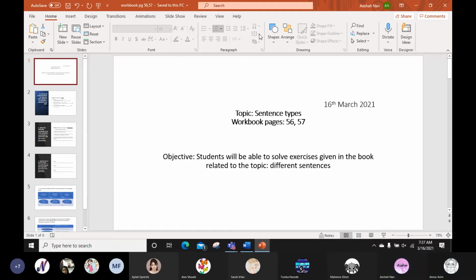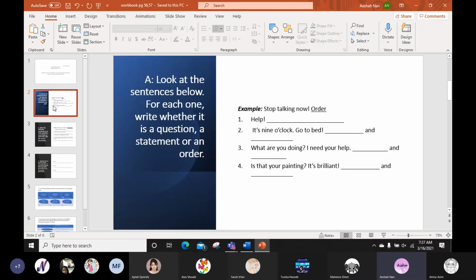All right? Okay, now let's have a look at exercise A given on page 56. Look at the sentences below. For each one, write whether it is a question, a statement, or an order. We have been given only three options. No, four as well: exclamation. Okay, exclamation, question, statement, or order. For example, they have given us "Stop talking now."